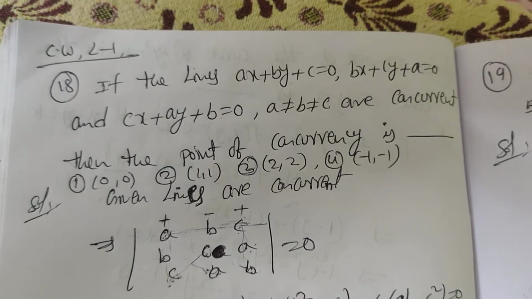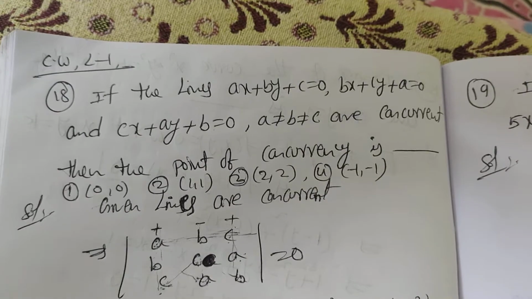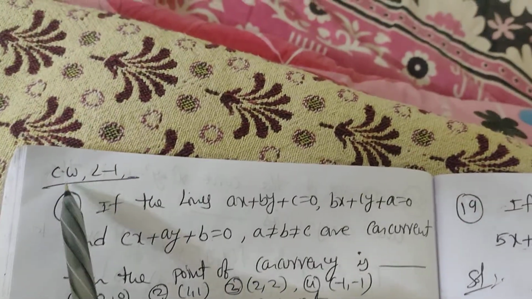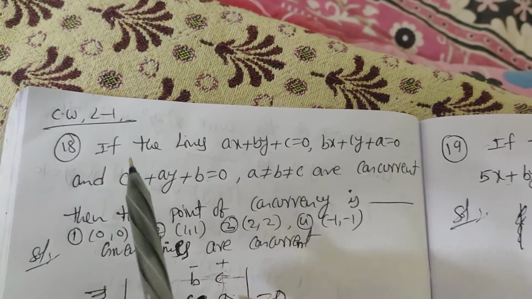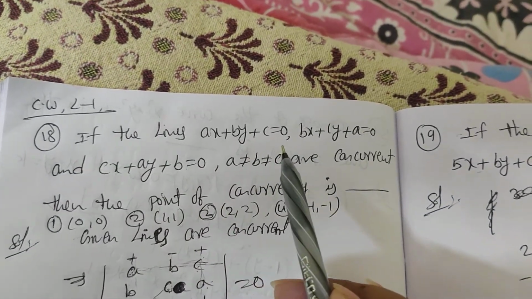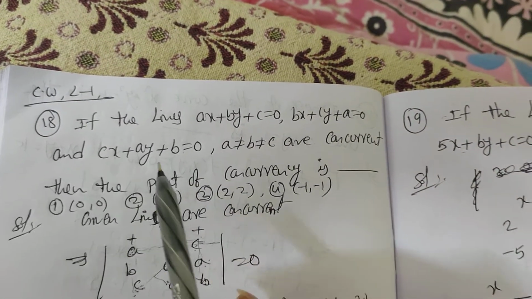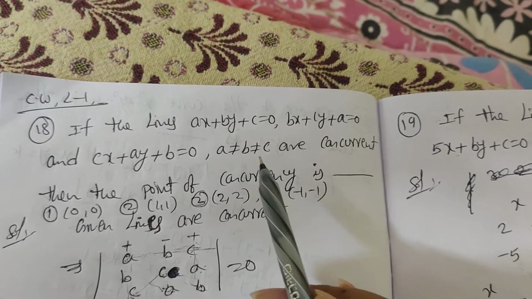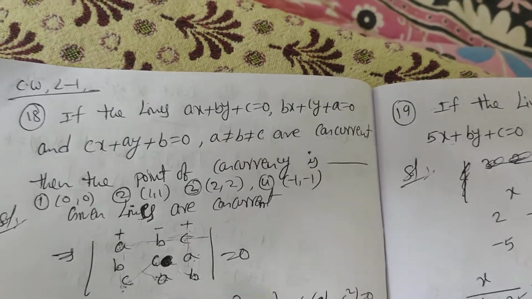My dear students, I am explaining some questions based on concurrent lines. These questions are from our material only, classwork, level 1 questions. Here the 18th question is: if the lines ax + by + c = 0, bx + cy + a = 0 and cx + ay + b = 0, where a, b, c are not equal, are concurrent, then the point of concurrency is.